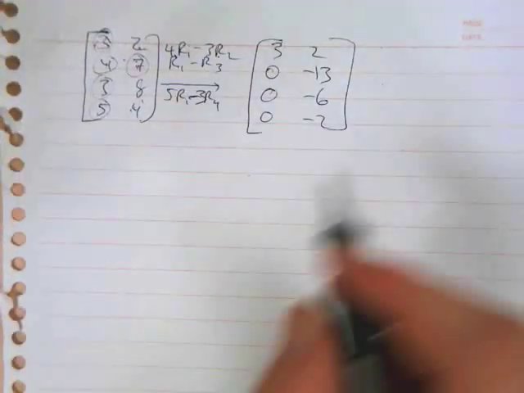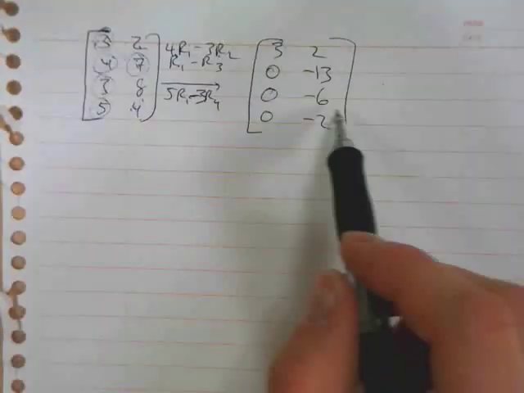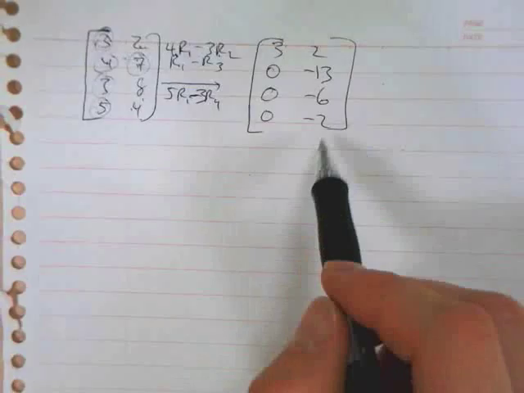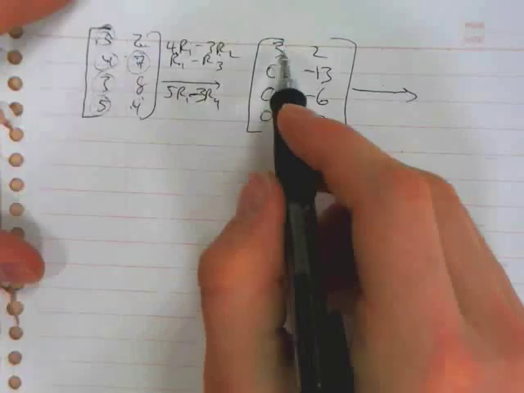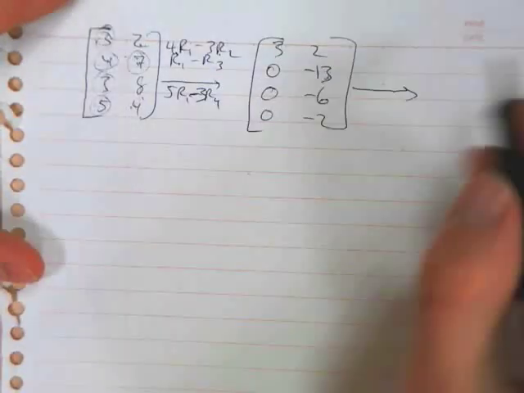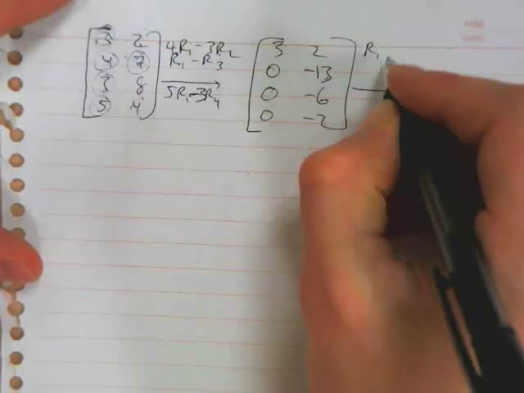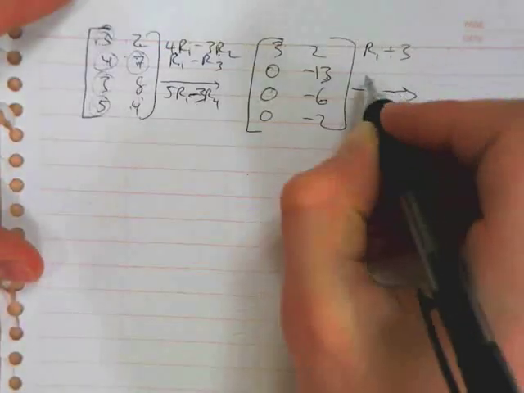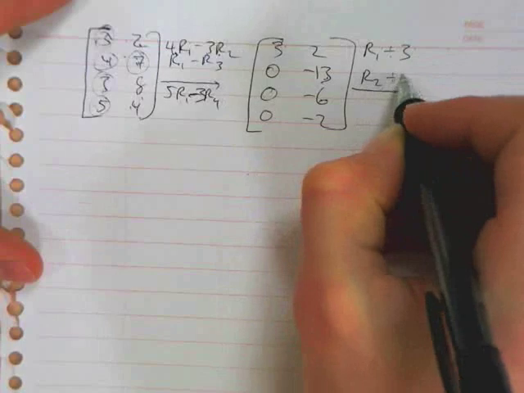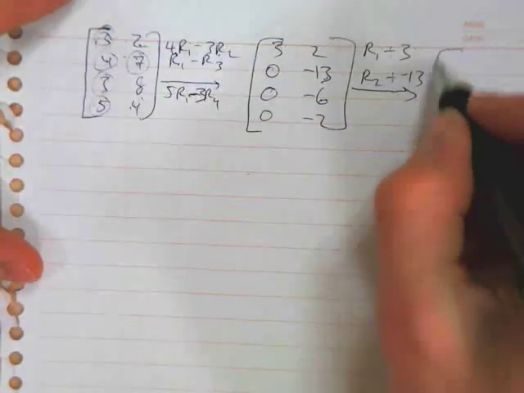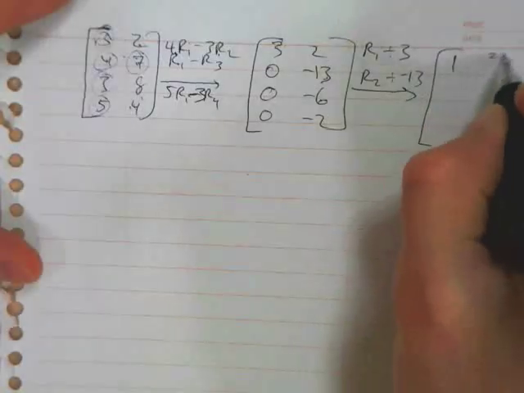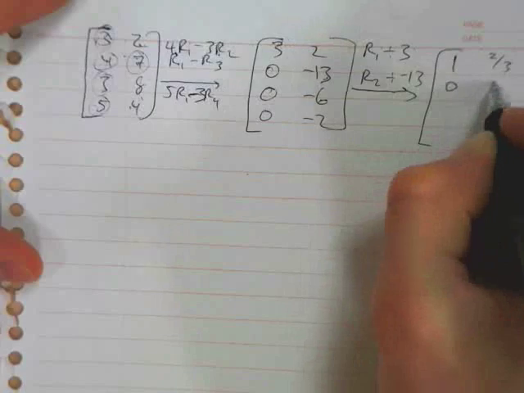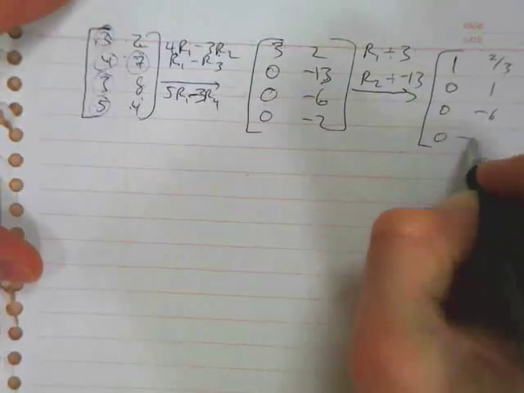Alright, now in this case, 13 and 6 and 13 and 2 don't go very well together. So in this case, I'm going to make my 1s on the diagonal right now. I need to take row 1 divided by 3. I need to take row 2 divided by negative 13. Alright, so that gives me 1, 2/3, 0, 1, 0, negative 6, 0, negative 2.